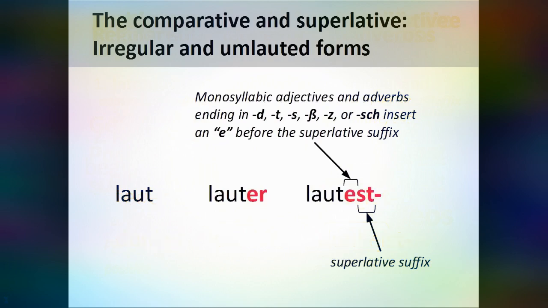If an adjective or adverb is monosyllabic, which simply means that it only has one syllable, and also ends in a d, a t, an s, an st, a z, or sch, we need to insert an e between the adjective and its superlative suffix when forming the superlative. As you see on the screen, the adjective laut, or loud in English, adds an e before the superlative suffix. This serves to make the superlative more pronounceable.